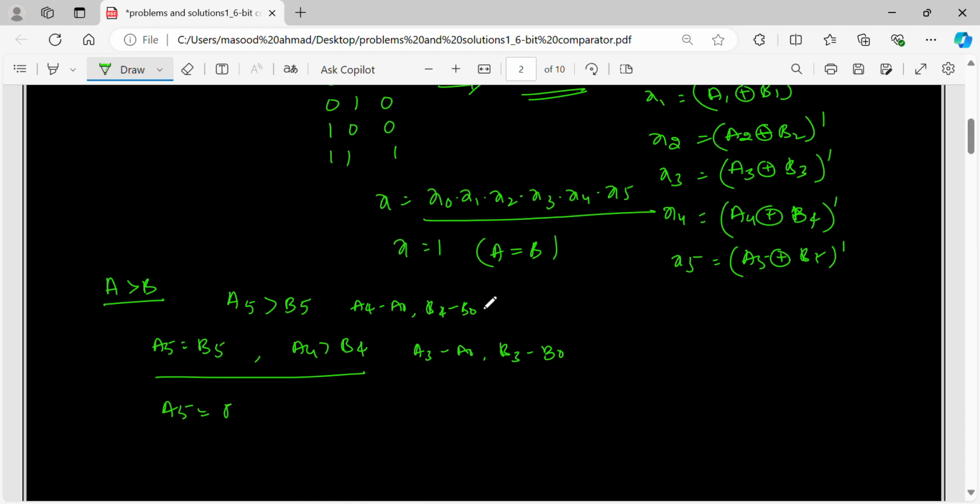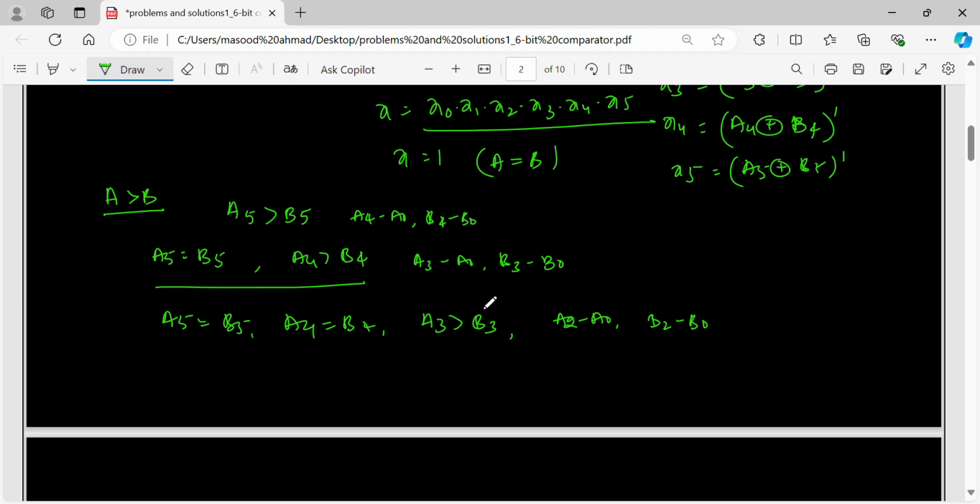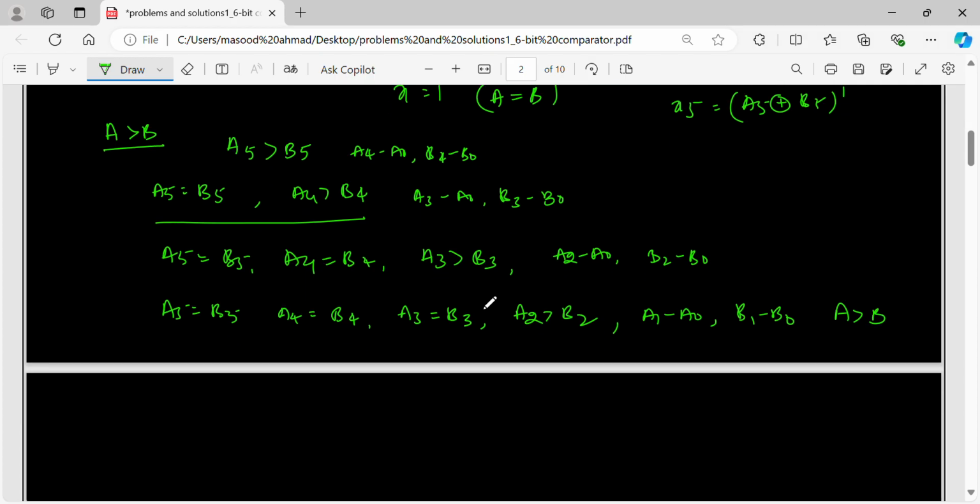Or if A5 is equal to B5 and A4 is equal to B4, then I look for whether A3 is greater than B3. If that is true, A2 to A0 and B2 to B0 do not matter, and A is still greater than B. Likewise, if A5 equals B5, A4 equals B4, A3 equals B3, then I look at whether A2 is greater than B2. If it is true, A1 to A0 and B1 to B0 do not matter, and the A greater than B condition is met.